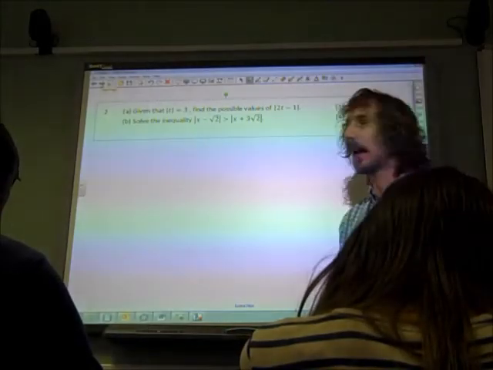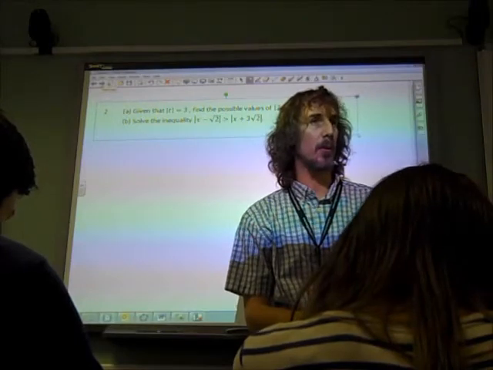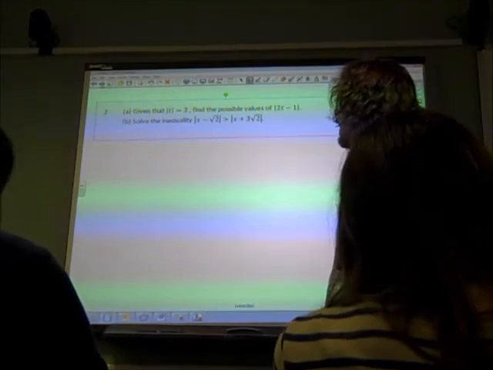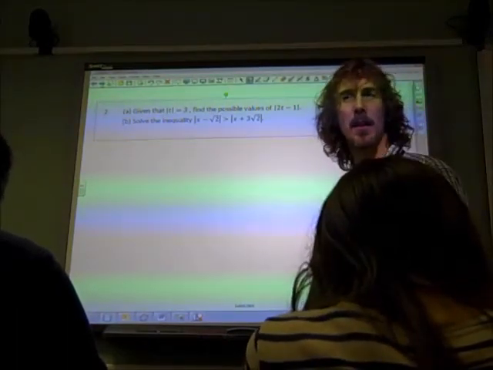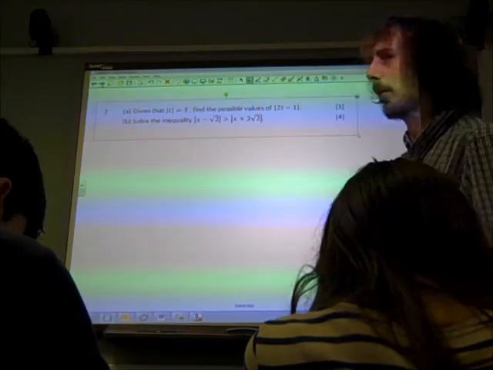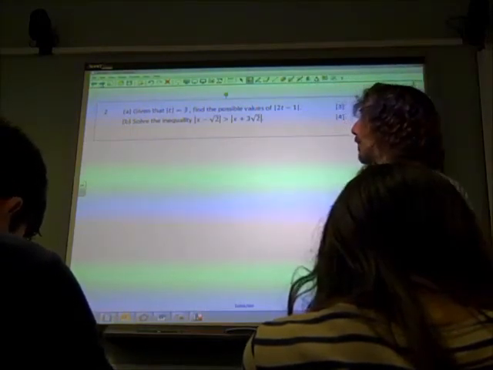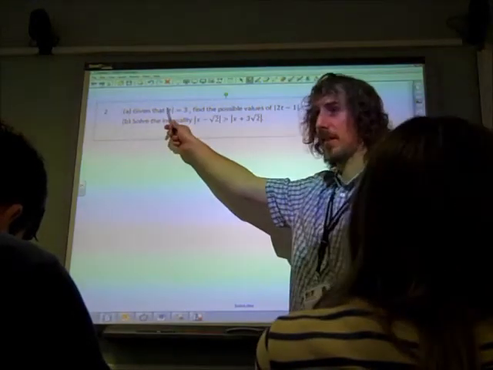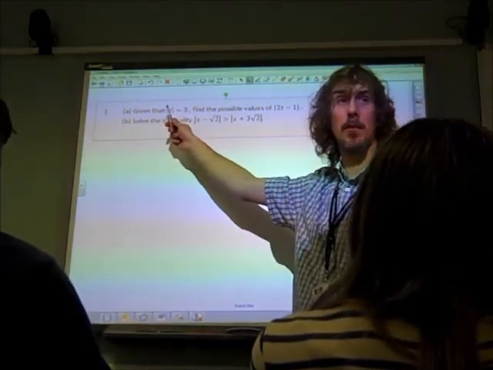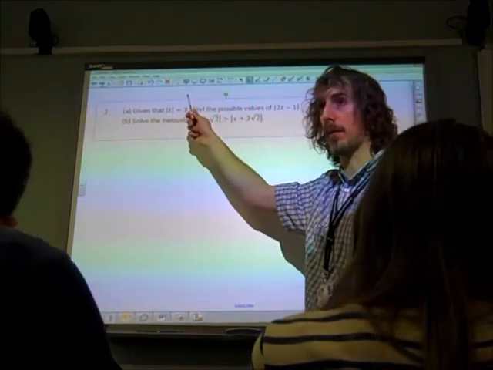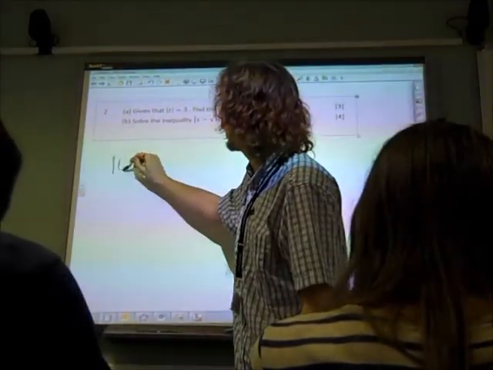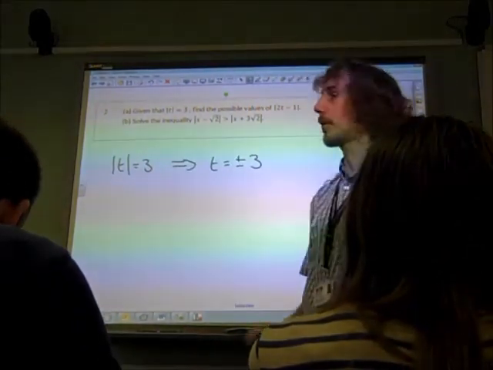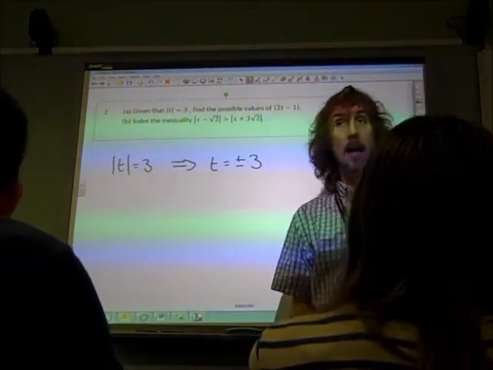Question 2. Now this was another past exam question that caused slight puzzlement at the time. I think it's just deceptively easy, actually, and that's what confused people. Given that the modulus of t is 3, find the possible values of the modulus of 2t minus 1. Well, all this means is that t is either plus or minus 3. If its modulus is positive 3, then t must be either plus or minus 3, and we need to think what effect that would have on the other function.